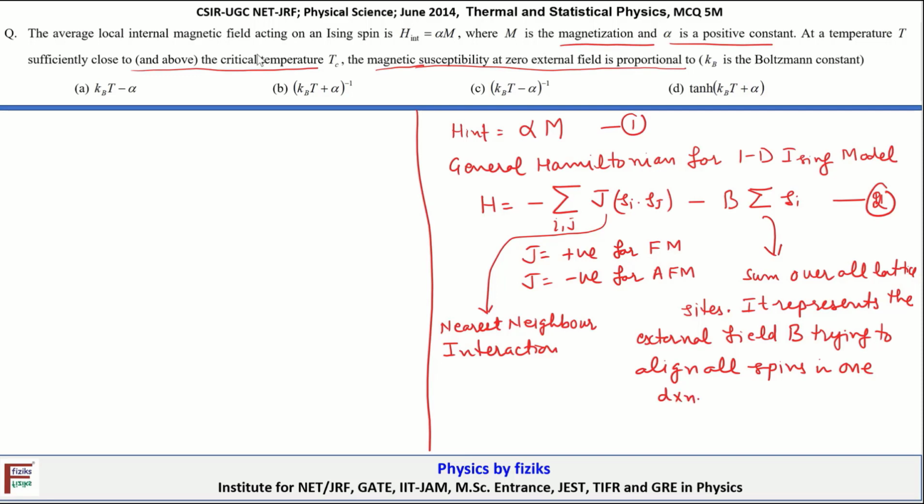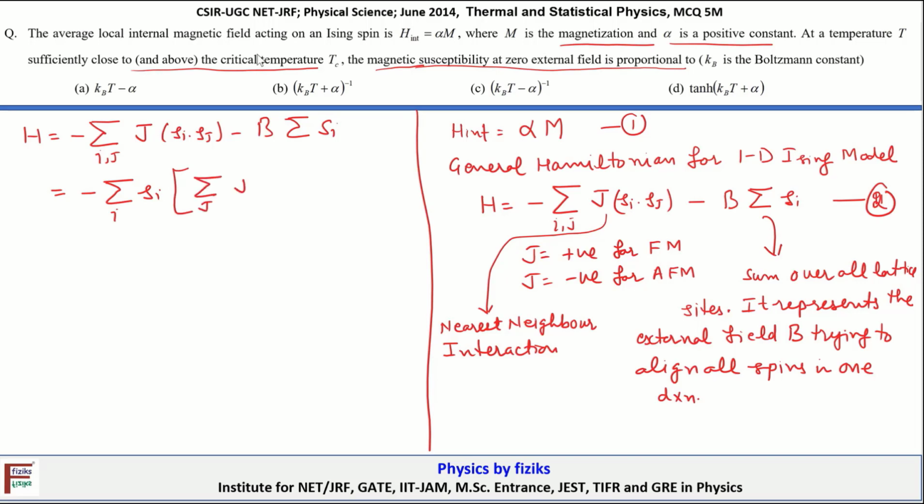Okay, so H, the Hamiltonian, can be rewritten as... basically we are doing this exercise just to look for the interaction energy, and once the interaction energy is known to us, then we can immediately write the partition function for this system. Okay, so H can be rewritten as H is equal to minus sum over i and j, J si sj, minus B si, and that is equal to minus sum over i, so I'm taking si outside, and inside the bracket we are left with sum over j.